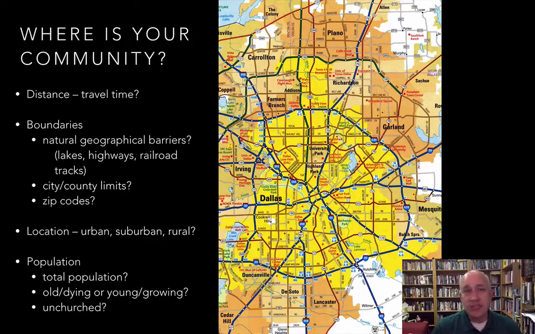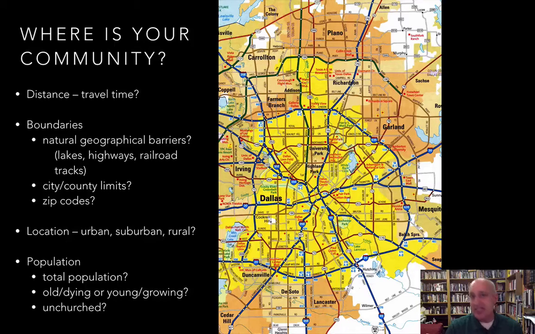And also looking at what's the total population. Dallas, Texas has several million people. Some of you are in cities that are significantly larger than Dallas, Texas. And others of you are in cities that are significantly smaller than Dallas, Texas. So what's the total population? How would you characterize that population? Is it an older population that's actually shrinking? Or is it a young population that's actually growing? And then finally, as you look at your community, how many people are unchurched? Do you know those types of numbers?